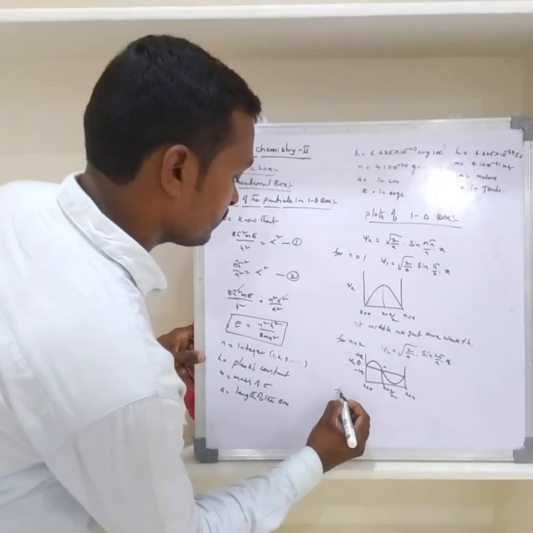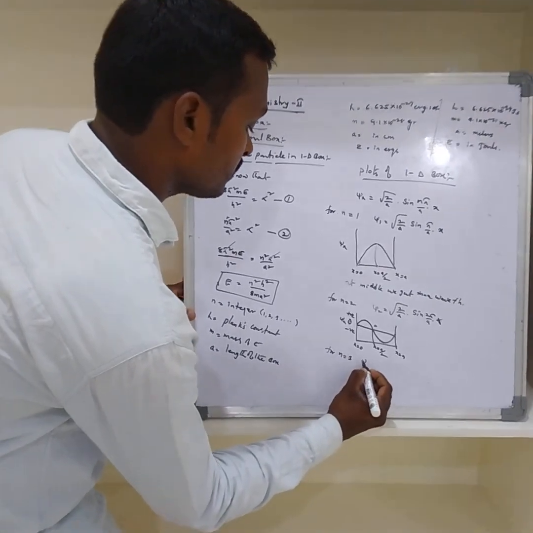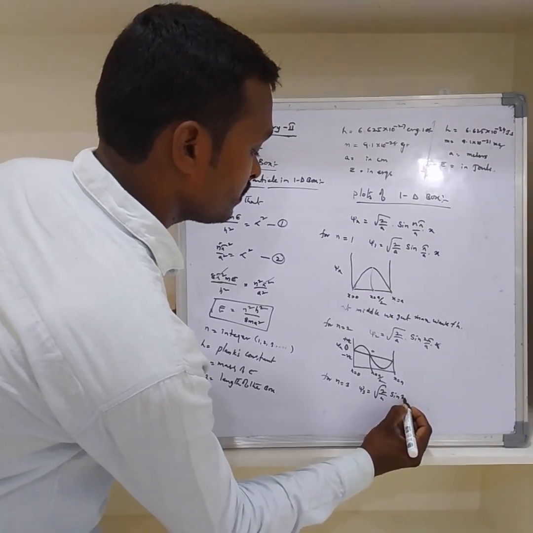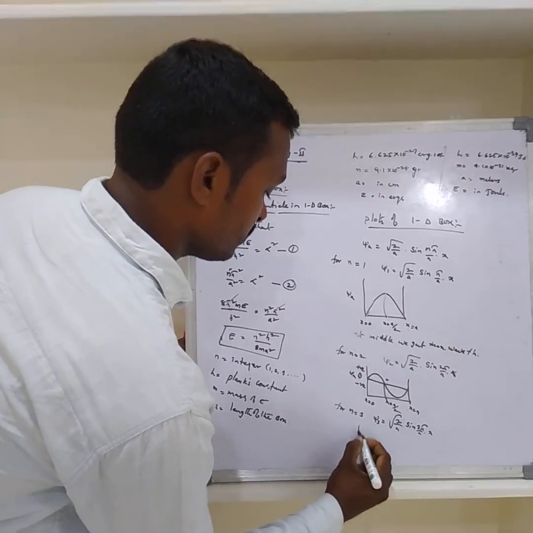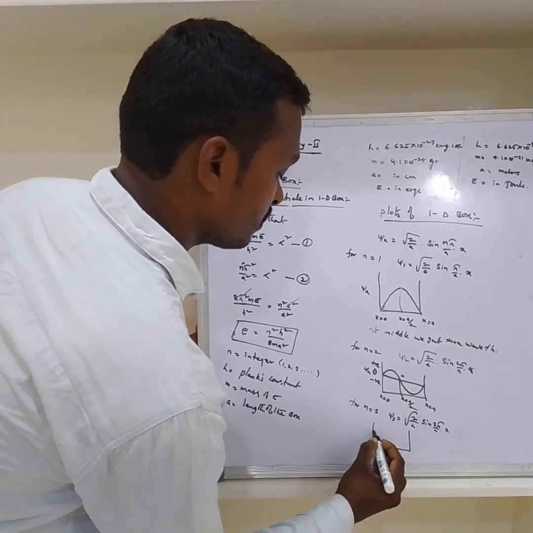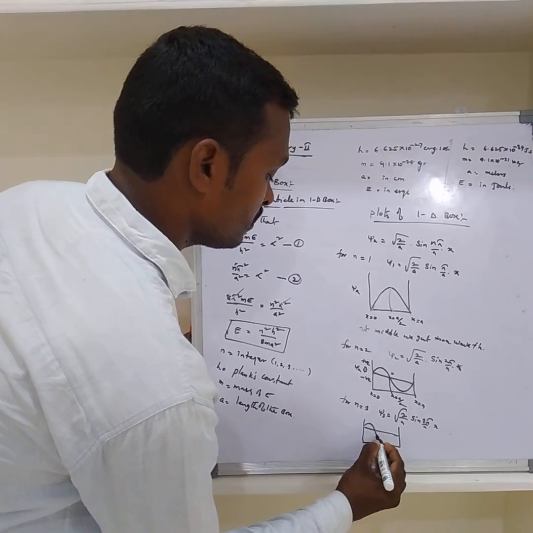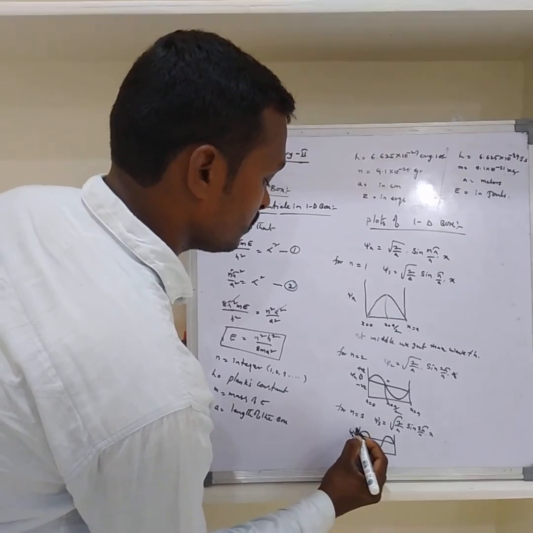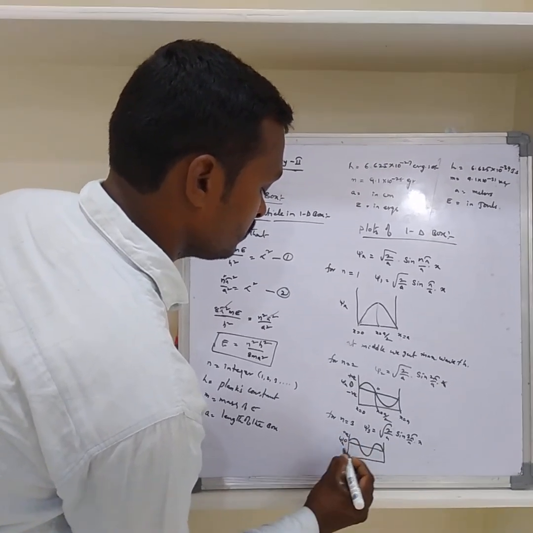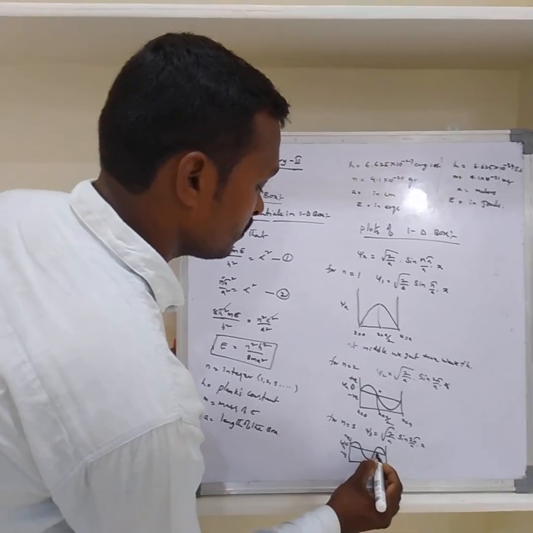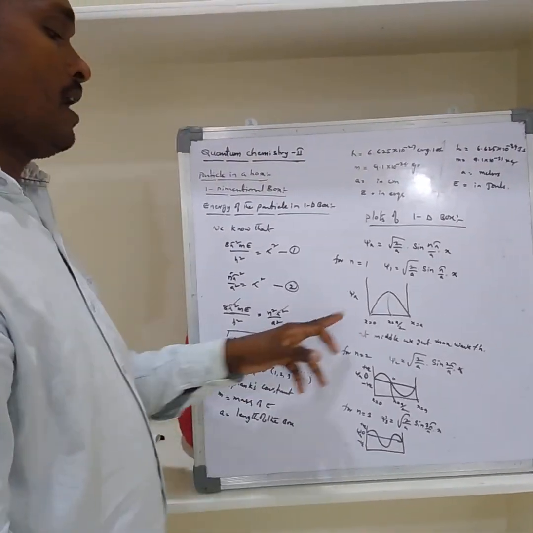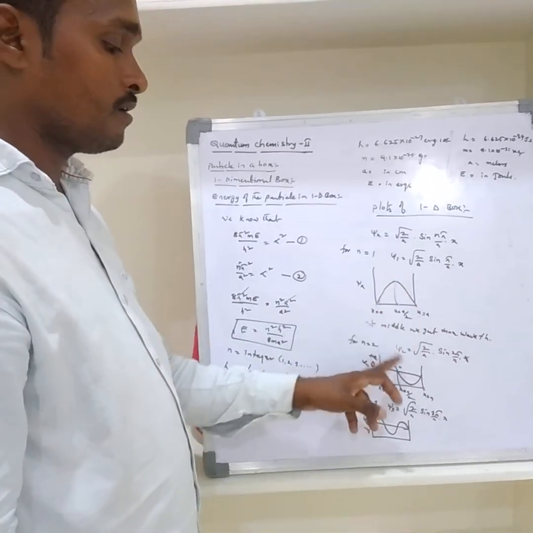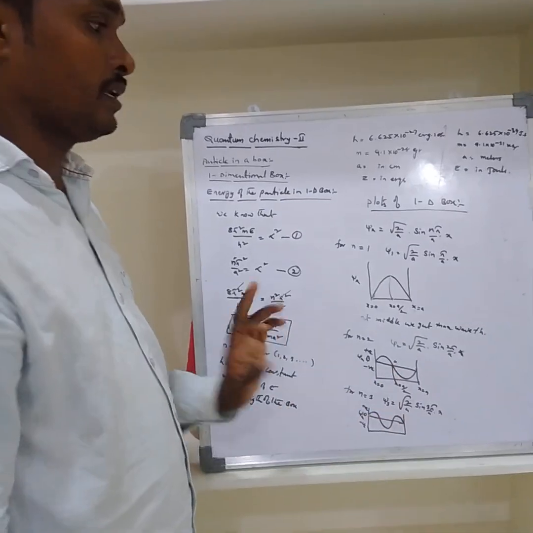Similarly, for n equal to 3, psi 3 will be equal to root of 2 by a sin(3 pi x by a). Similar plots we observe, with 3 half nodes, sin x being 0, positive, negative. So what we observe is that as the n value increases, 1, 2, 3, the number of half nodes also increases, 1, 2, 3.